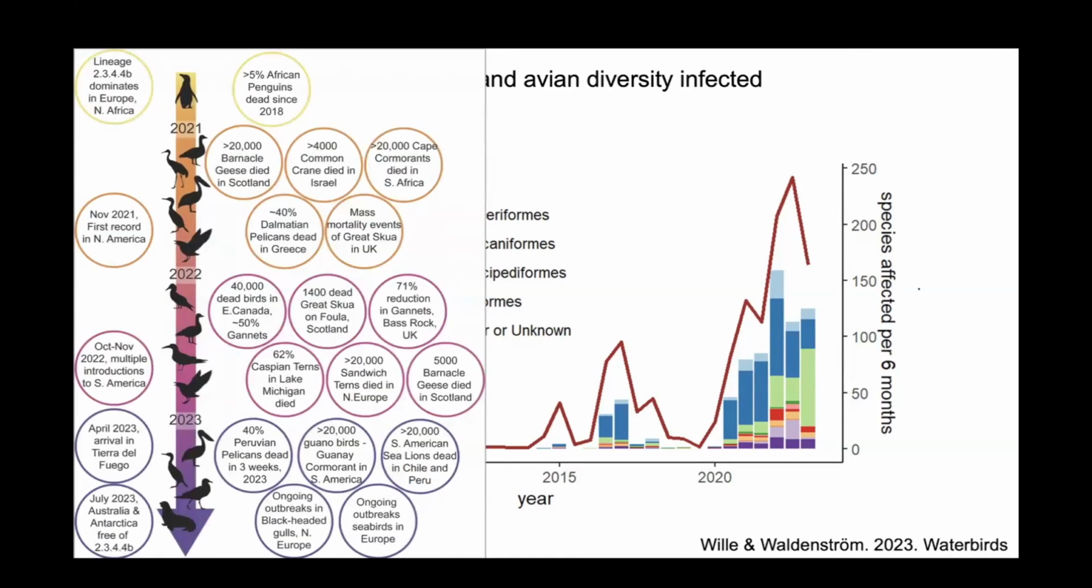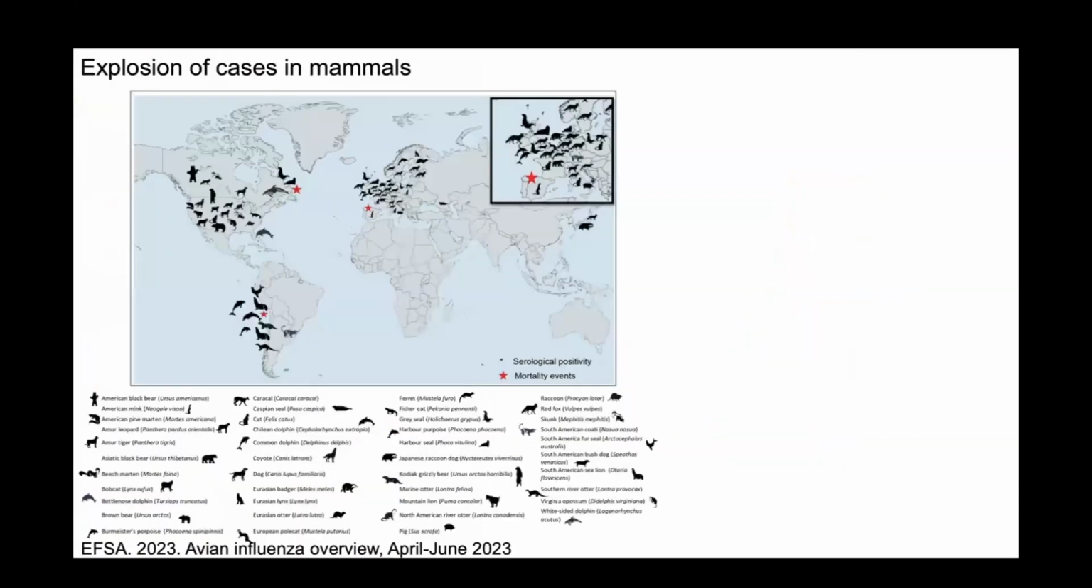And of course, as I said before, it has resulted in some really substantial mass mortality events. So in a paper that came out last year, we looked at some of them to look at this species level effect. At Bass Rock in the UK, which has this incredible gannet colony, there's been a 71% reduction in gannets that have been found there. And 20,000 South American sea lions have died in Peru and Chile. The numbers are really very staggering here. This is a huge conservation issue for birds, but also for mammals.